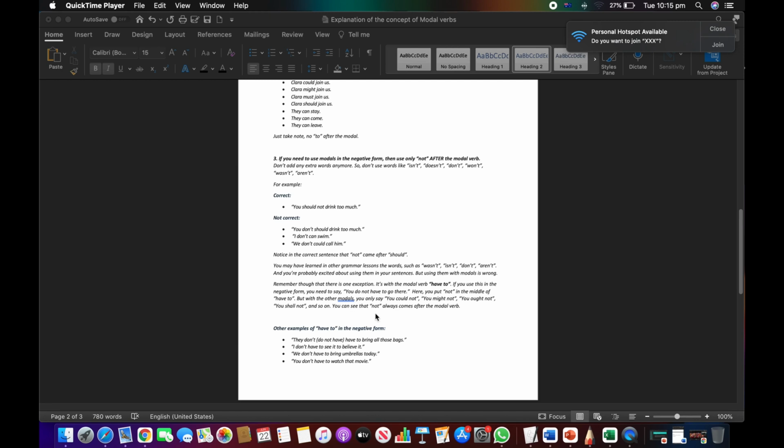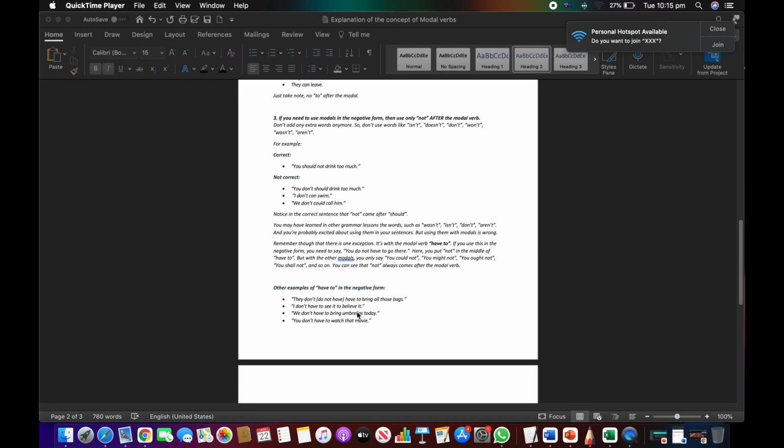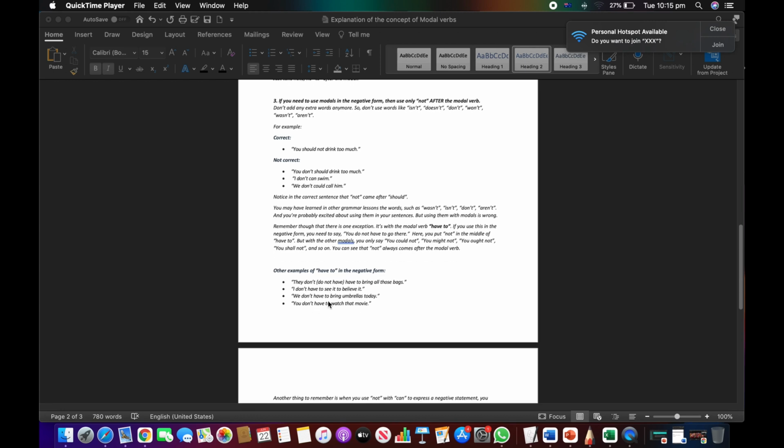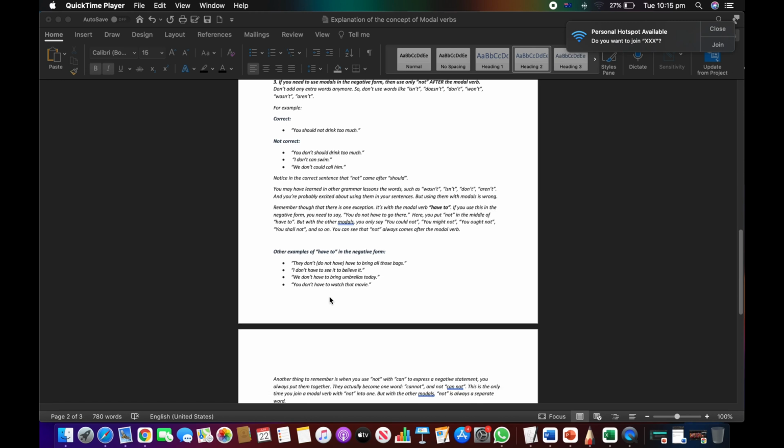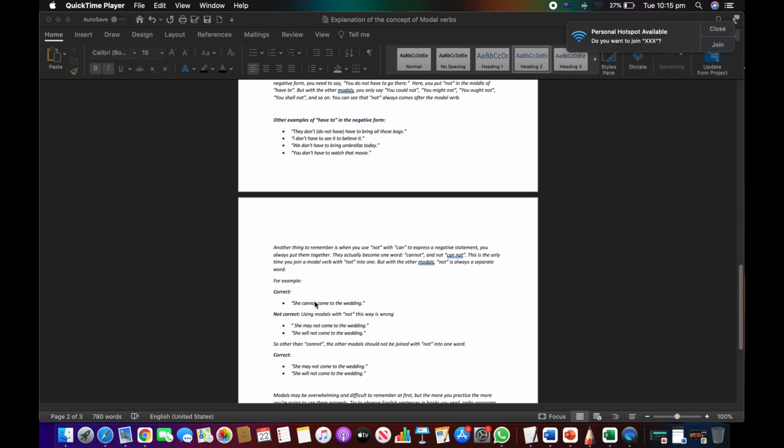Other examples of have to in the negative form are: they don't have to bring all those bags. I don't have to see it to believe it. We don't have to bring umbrellas today. You don't have to watch that movie.